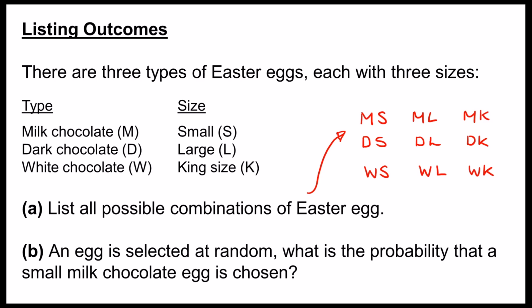In part B, it says an egg is selected at random. What is the probability that a small milk chocolate egg is chosen? If we look at our outcomes, there is only one way that we can get a small milk chocolate egg. That's this one just here. And therefore that's 1 out of the 9 possible combinations. So the probability is 1/9.